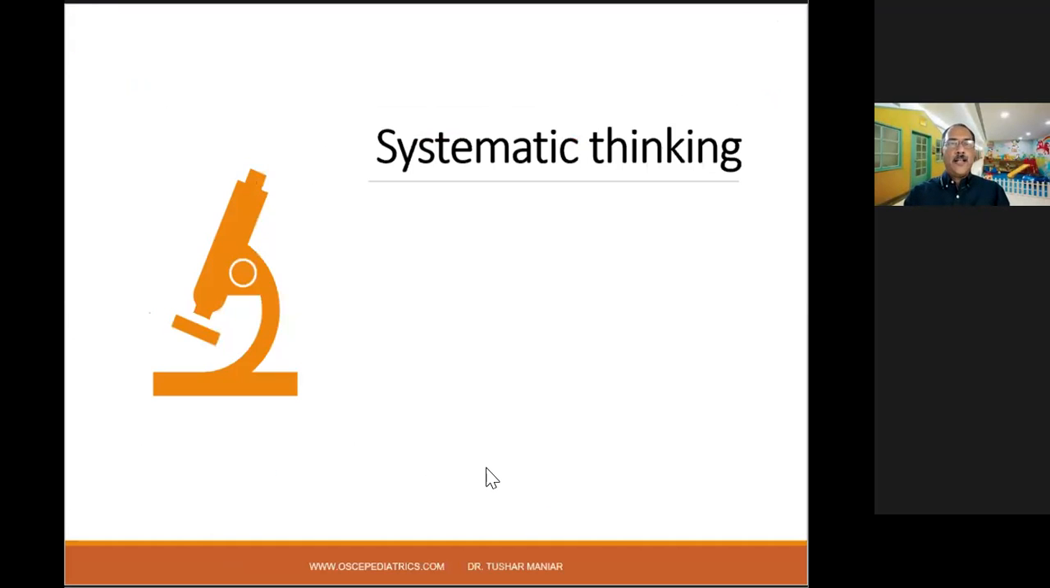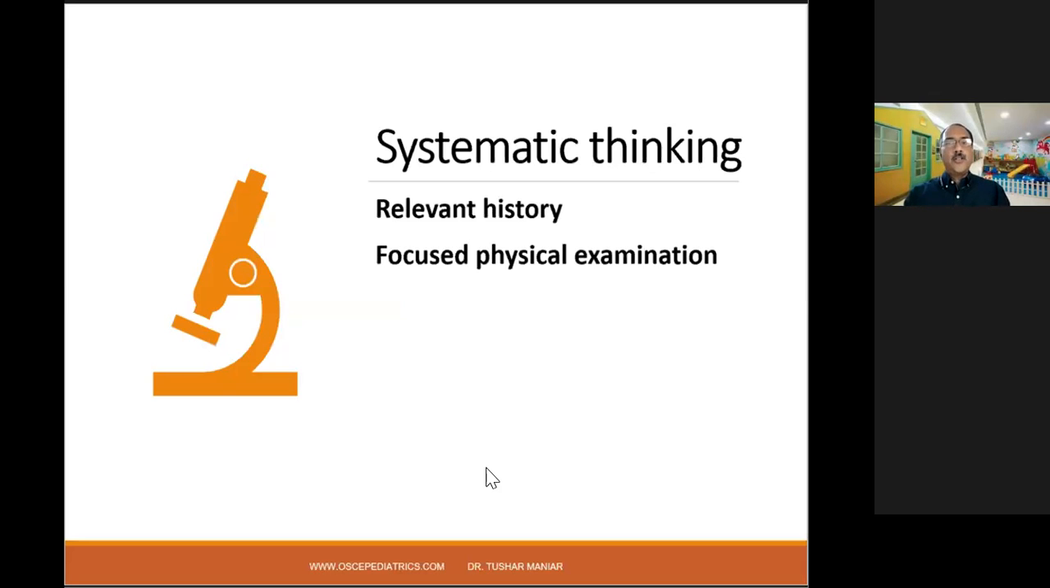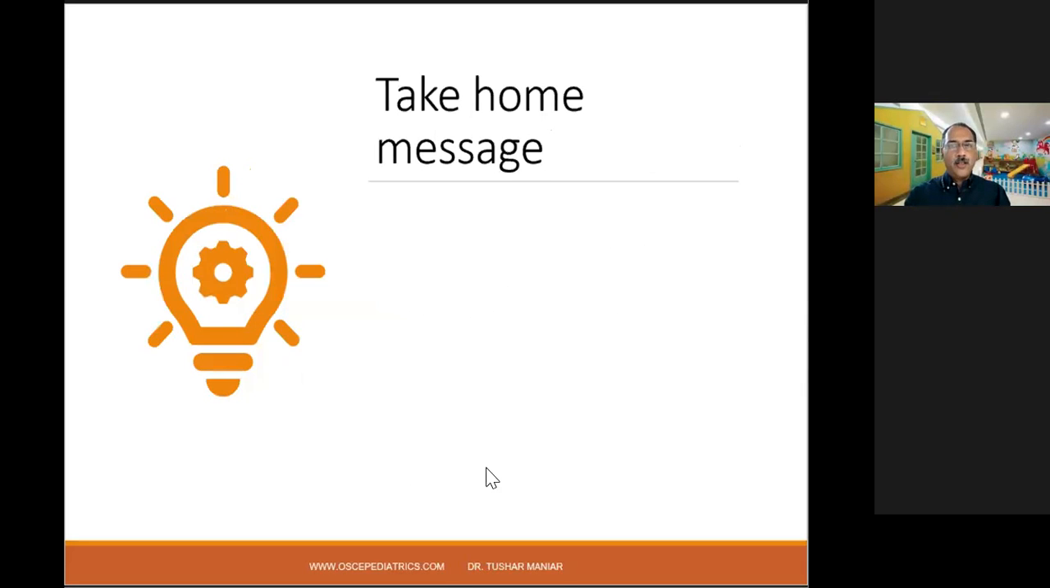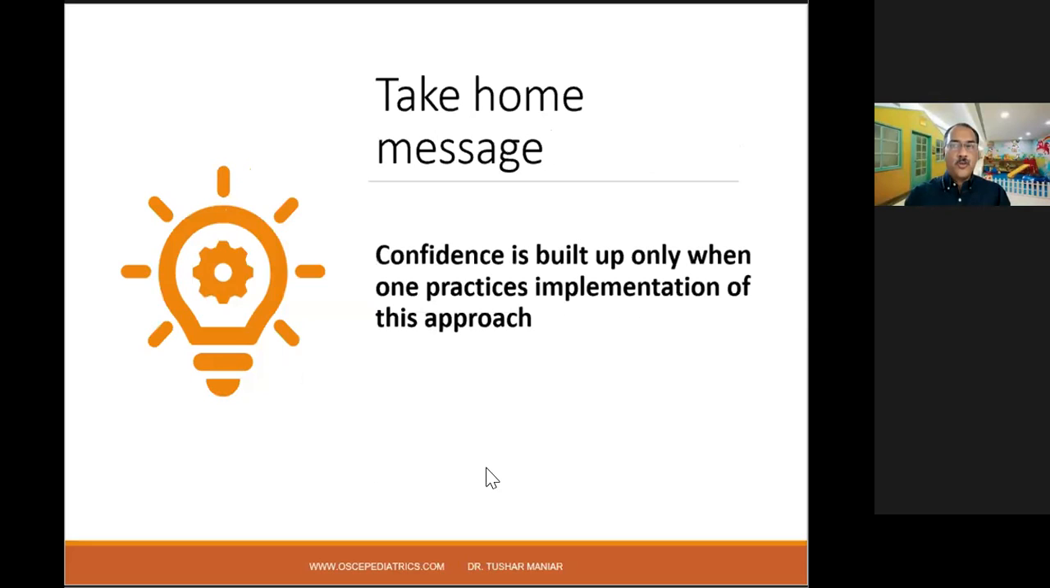Finally, let me end by saying that I would really like all of you to attend the full session whenever you have time and energy. Systematic thinking by relevant history and focused clinical examination leads you to a relevant laboratory test and rational management. That is what we all have to take home today, and it's not just for exams, but even otherwise. Once you practice this on a day-to-day basis, you will build up confidence and have faith in the system that we have just shown you, so that you will be able to practice this without taking much time. It will become like your second nature.